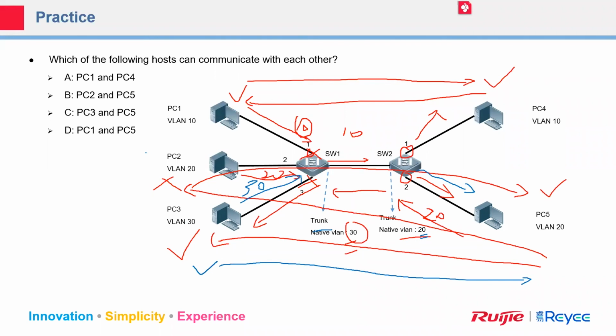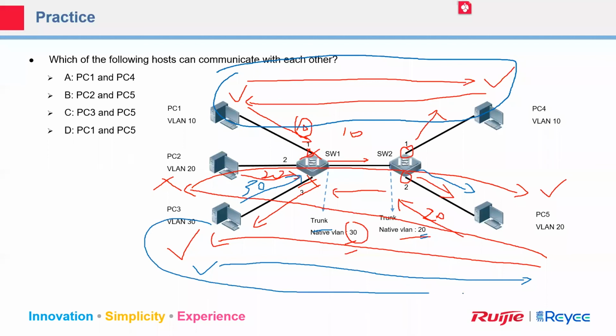So finally, the correct answer is 1 and 4, and another one is 3 and 5. So the correct answer should be A and C.